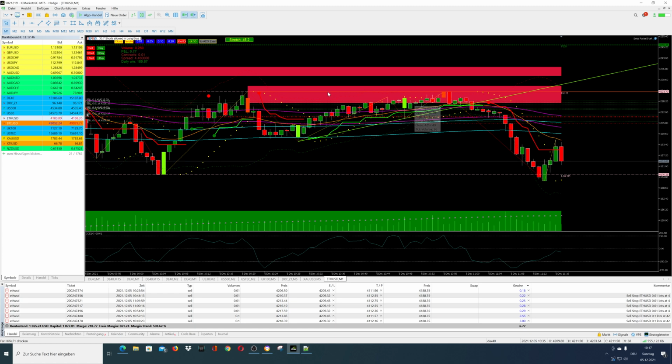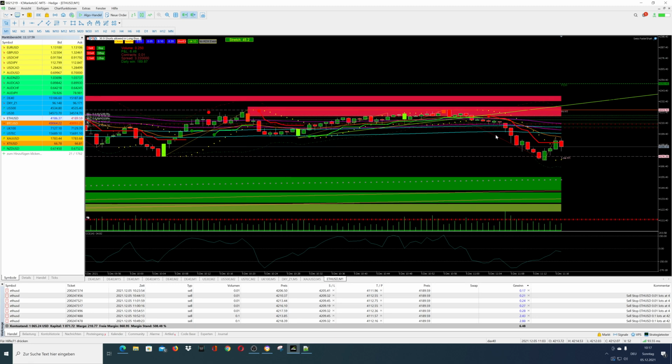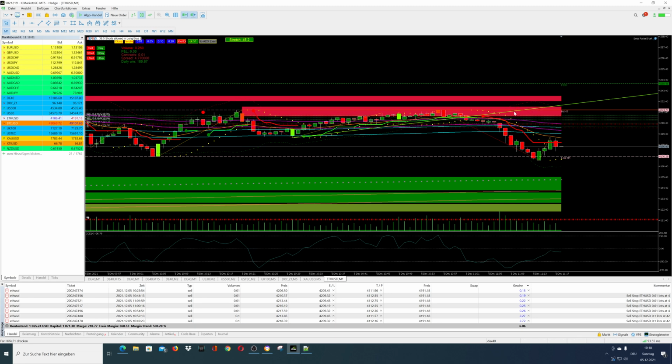Then I have a supply and demand indicator. This shows supply zones, and here demand zones. Supply zones mean that you have a lot of supply and price will fall, and here you have a bigger demand and price will rise.